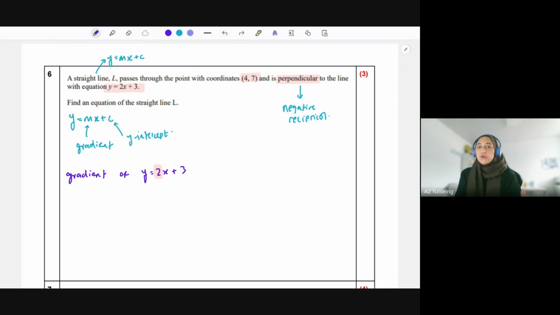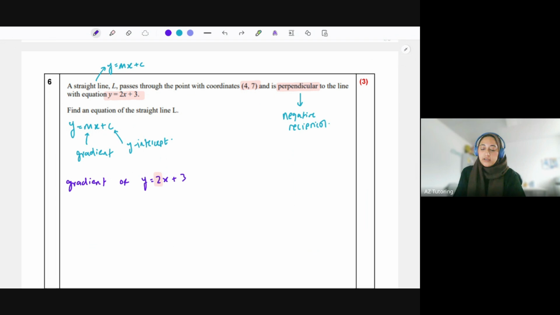Sometimes it might be like 2y plus 3x equals 5, and then you have to rearrange it and get it into this form. So we know the gradient is just 2. So therefore, the negative reciprocal of that is you flip it over. Remember, 2 is the same as 2 over 1. 2 divided by 1 is 2. You flip that over, so you get a half, and you put a minus sign in front of it.